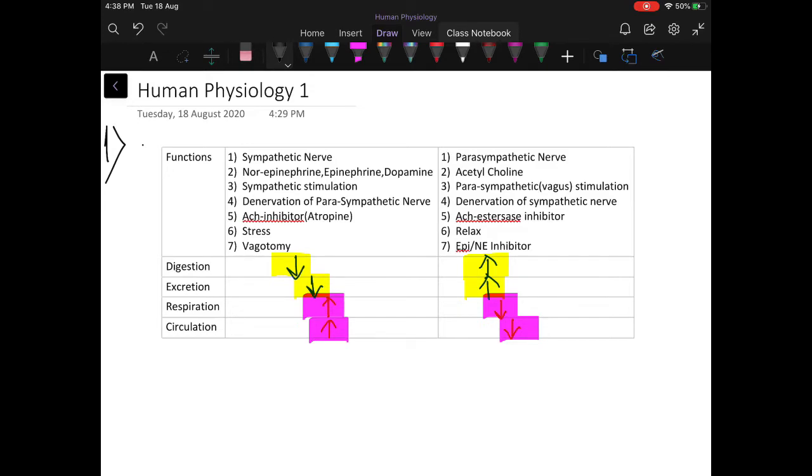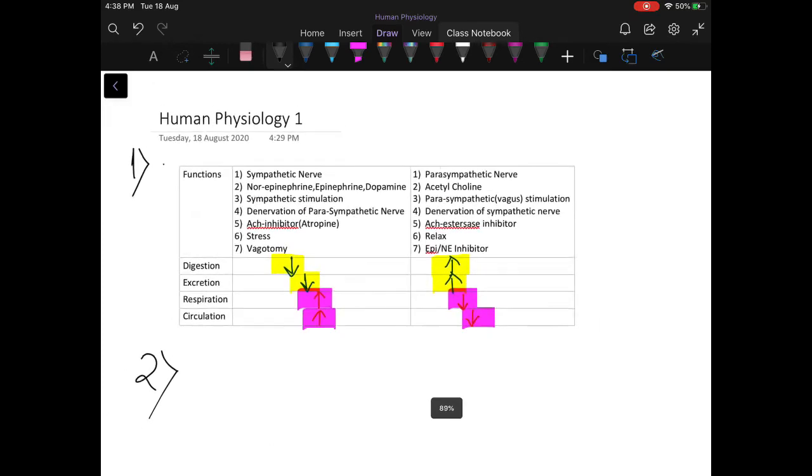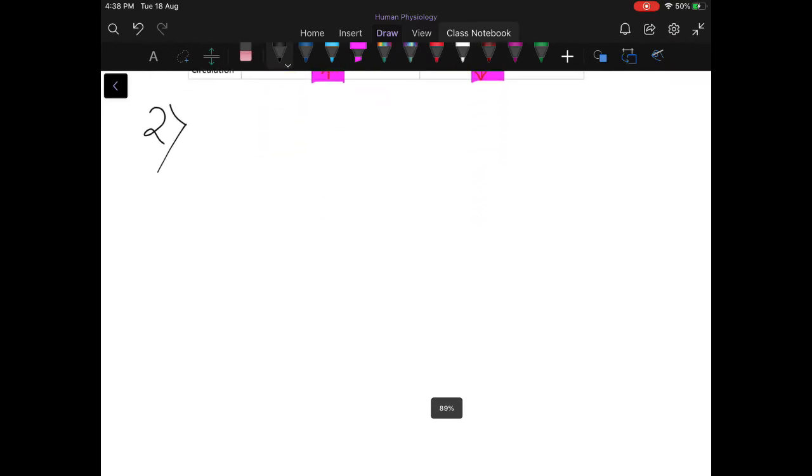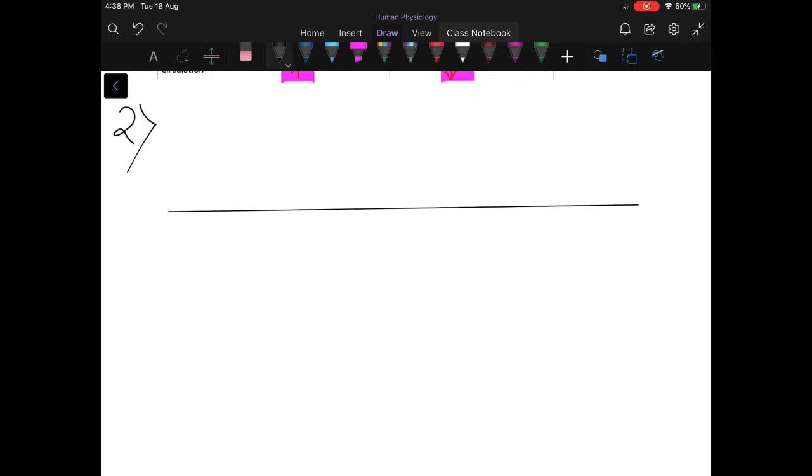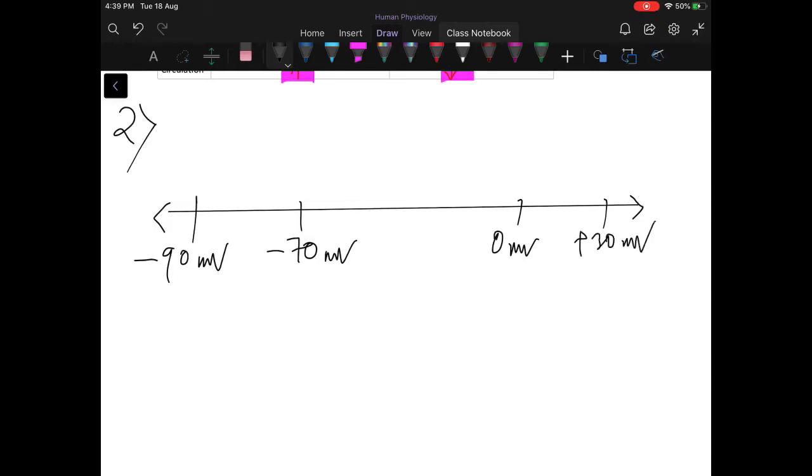So let's start the second topic, which is one more important. You can pause the video and copy if needed. First, we have to draw a straight line like the x-axis, as we have learned in our maths. There are 4 points as I am writing. They denote the voltages: minus 90 millivolt, minus 70 millivolt, 0 millivolt, and plus 30 millivolt. Now we can mark it.